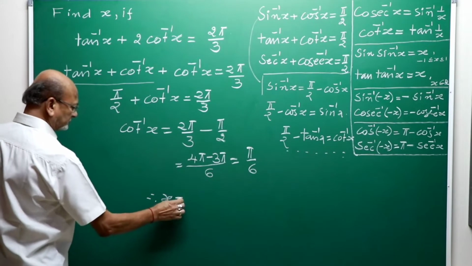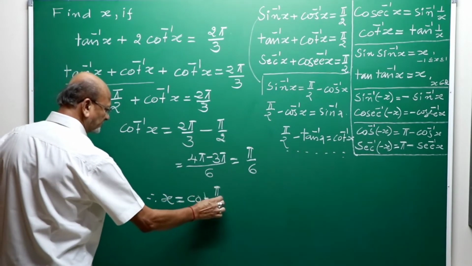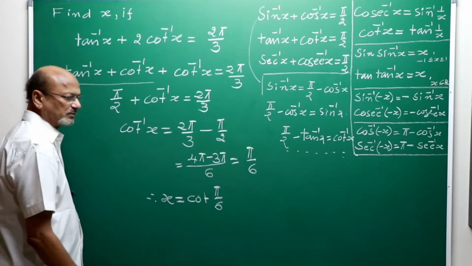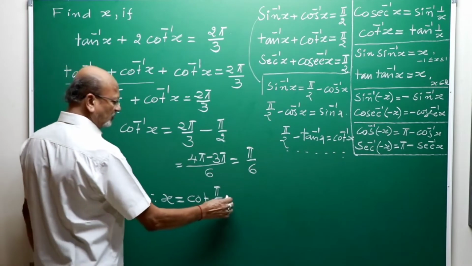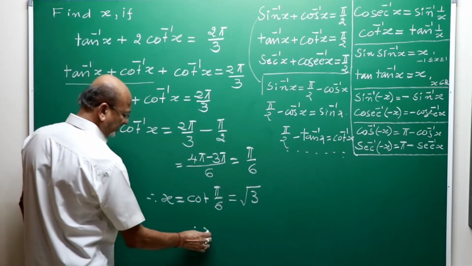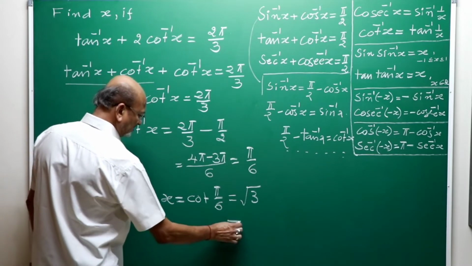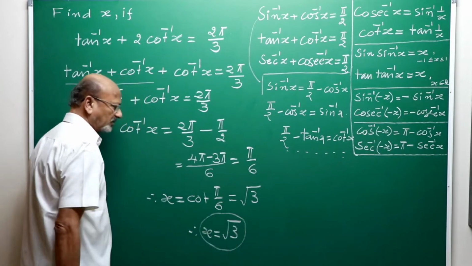Now x equals cot of pi by 6. Cot 30. What is the value of cot 30? Root 3. Therefore, the value of x is root 3. Yes, friends. Good example, another good example.